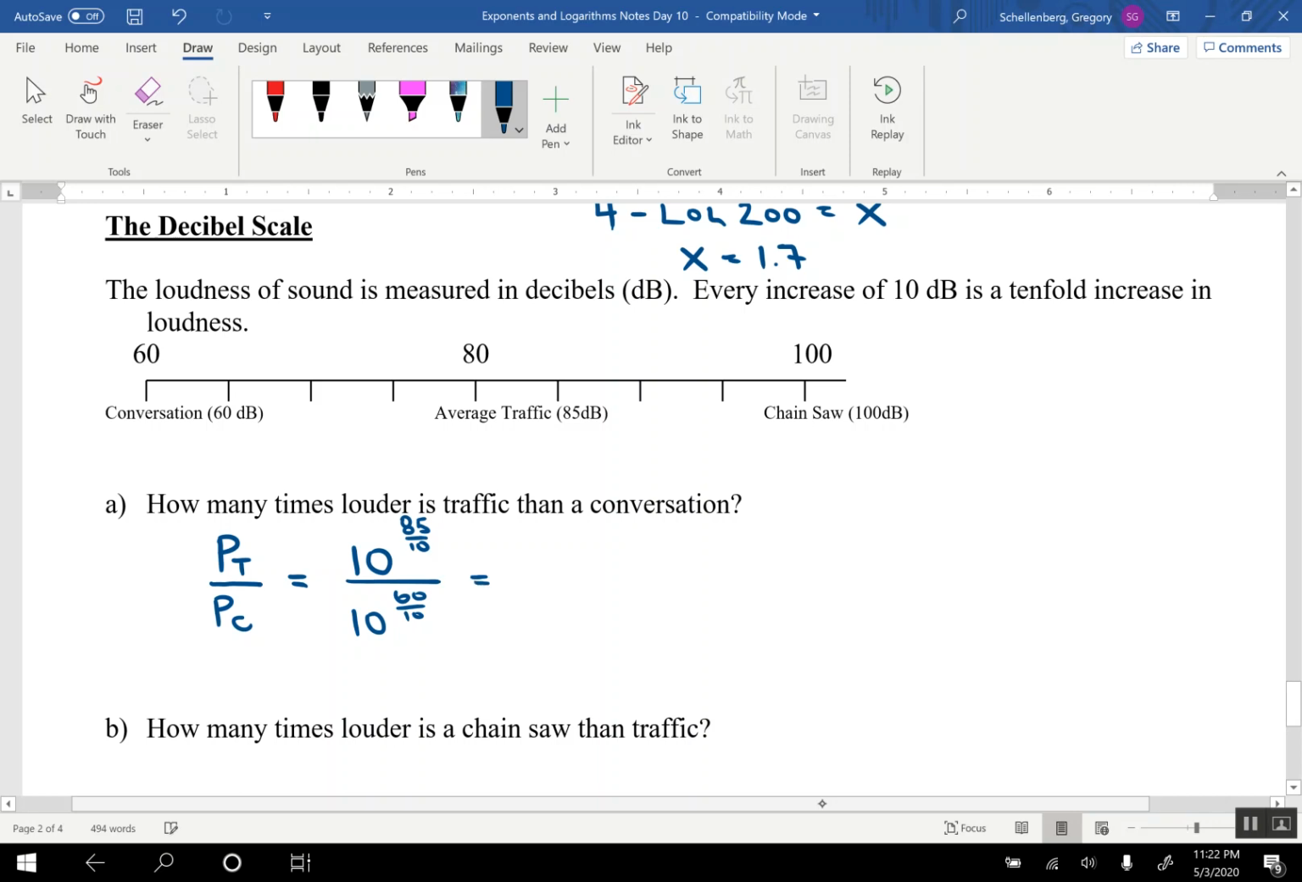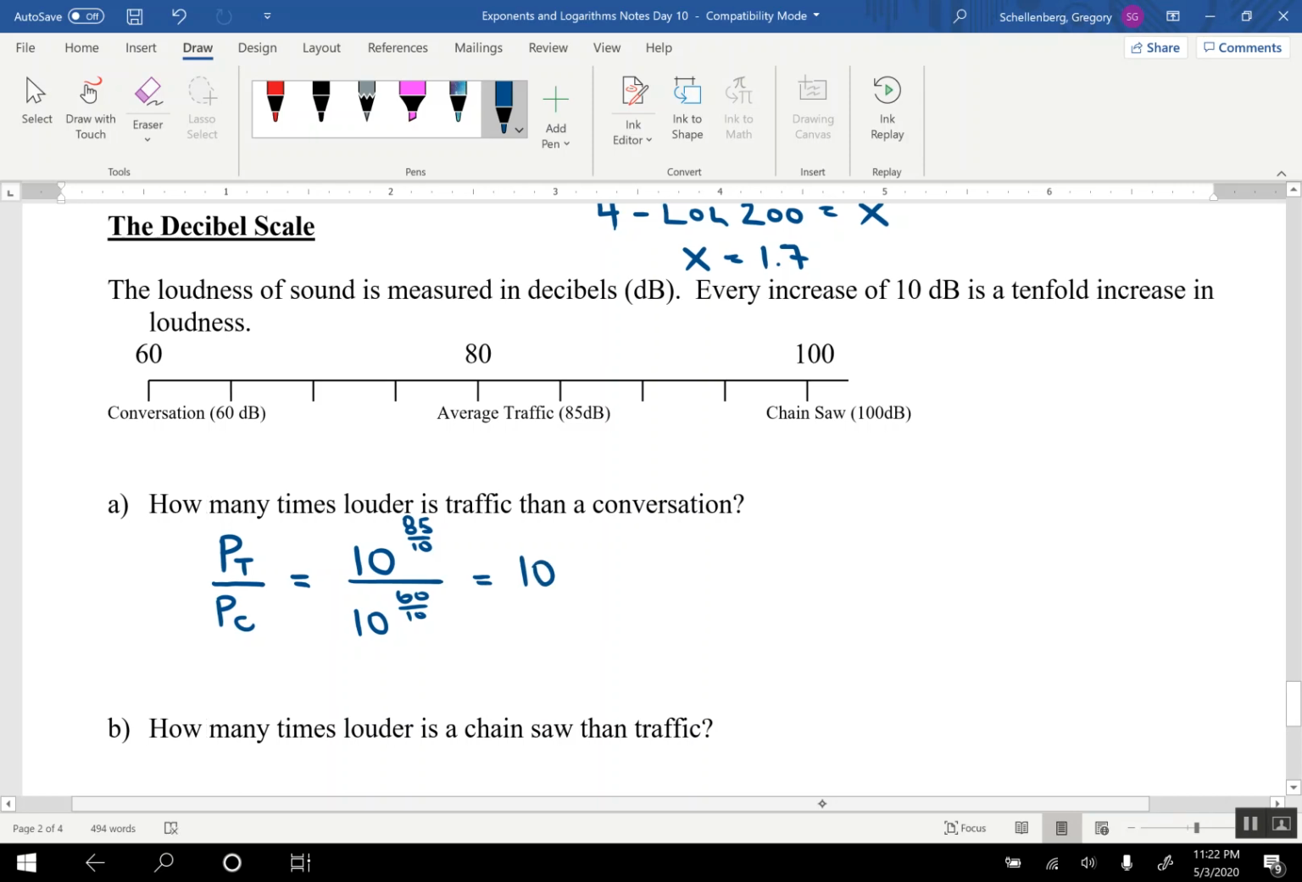And so my next step is I'm going to use division law here and just rewrite this as 10 to the power of 8.5 minus 6, which is 10 to the power of 2.5, which is 316.2, which represents that traffic is 316.2 times louder than a conversation.